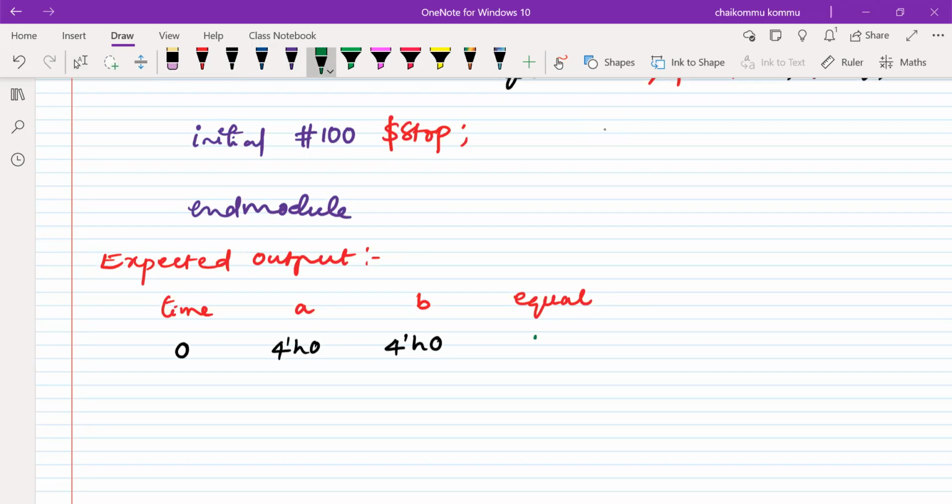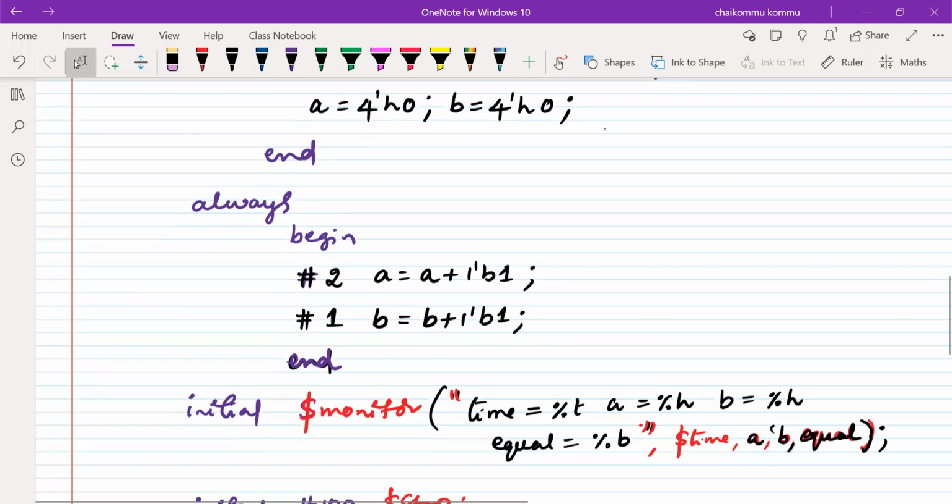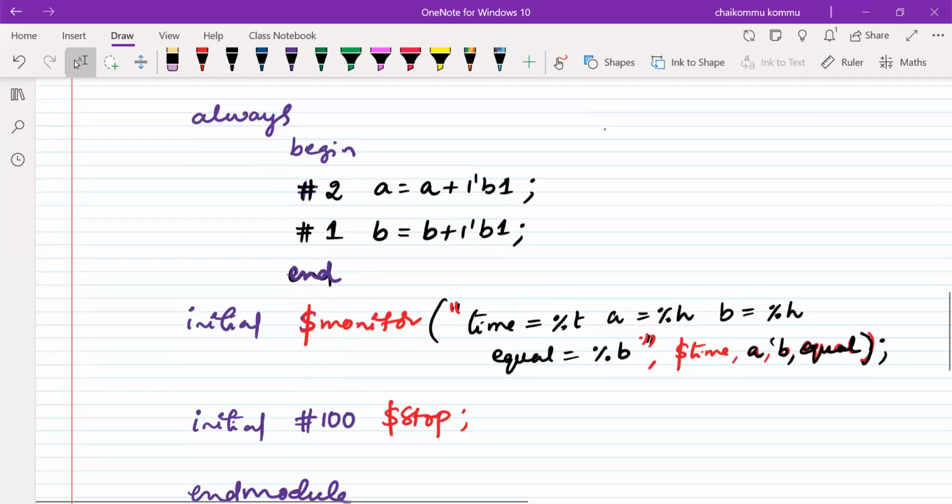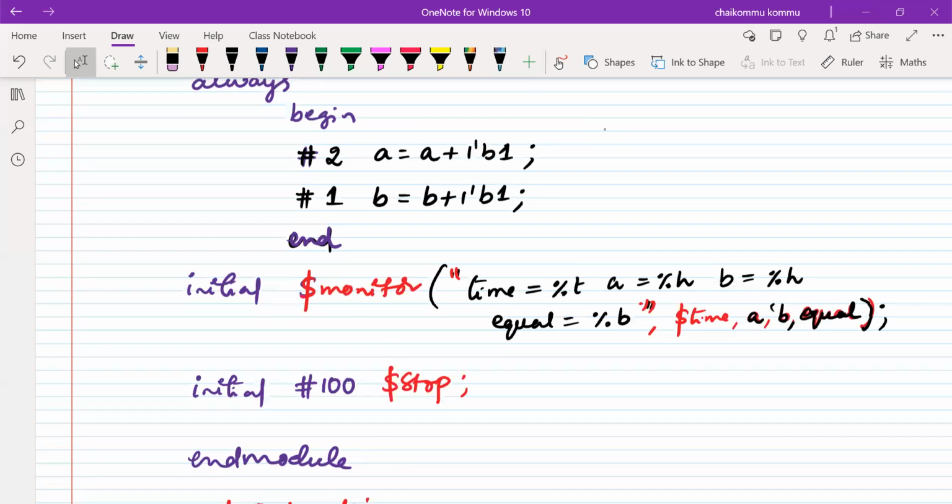Yes, output will be equal to 1. Okay. Now, initial statement is completed. Now, what we have to do? Only one time initial statement will be executed. Therefore, that's fine. Okay. Now it has two statements. Always statement is there. Another two initial statements are there.